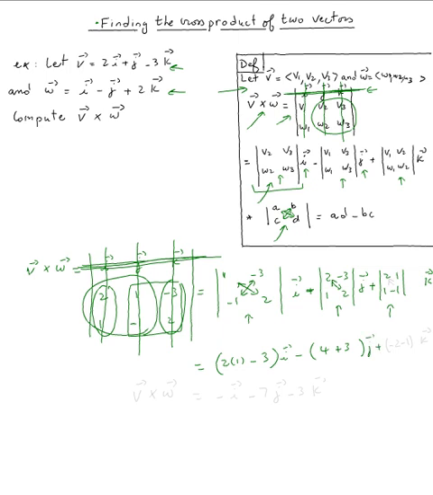j, and then plus. Again, we go that way: 2 times negative 1 is minus 2, minus 1. So the answer will be 2 minus 3 is negative i. 4 plus 3 is 7, so minus 7j. Minus 2 minus 1 is minus 3k. So this is what we mean with v cross w. And that's it.